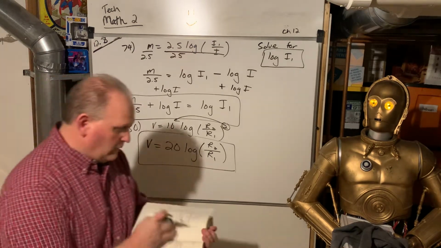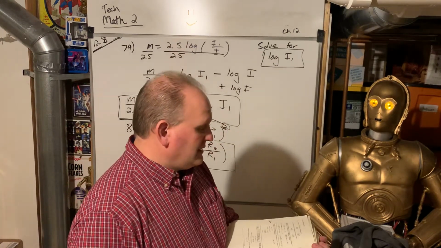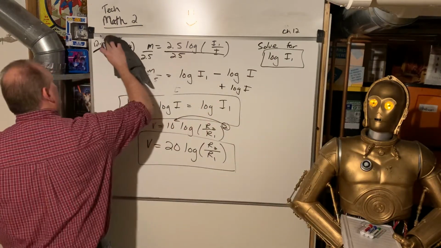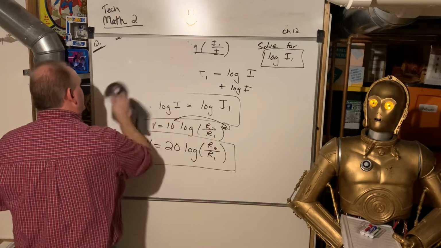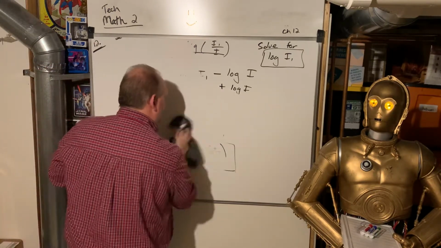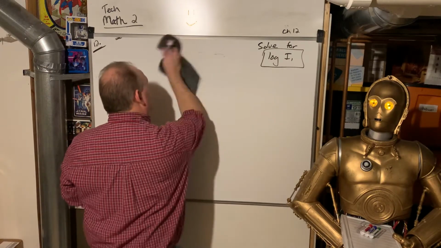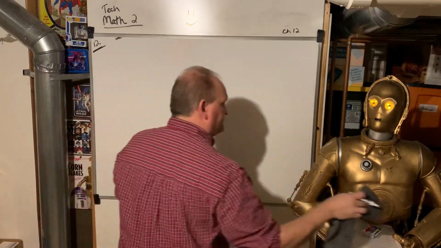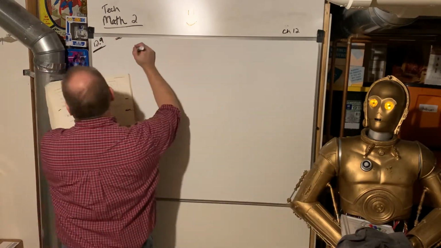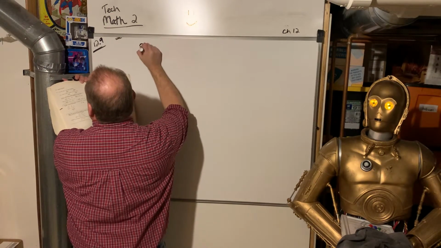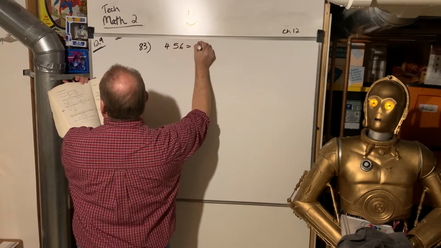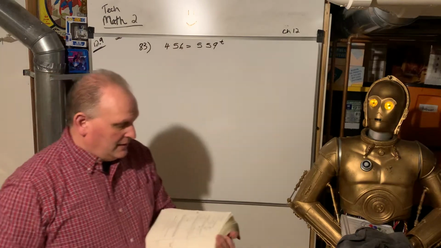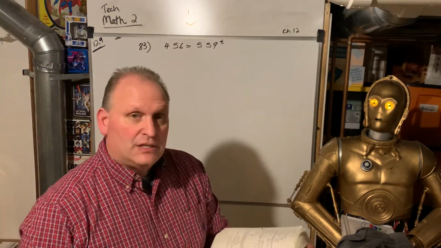All right, let's take a look at 12.9. We're going to look at 83. So they want me to solve this. And so I will show you a couple of ways we can solve this. On 12.9, all right, so we got number 83. It is 456 is equal to 559 raised to the t power. And they want me to solve for t and round to thousandths.